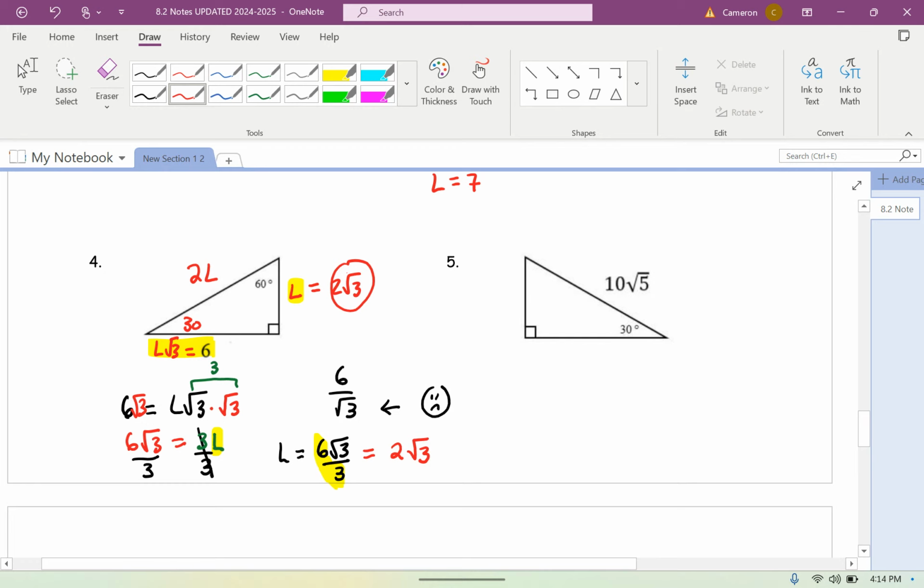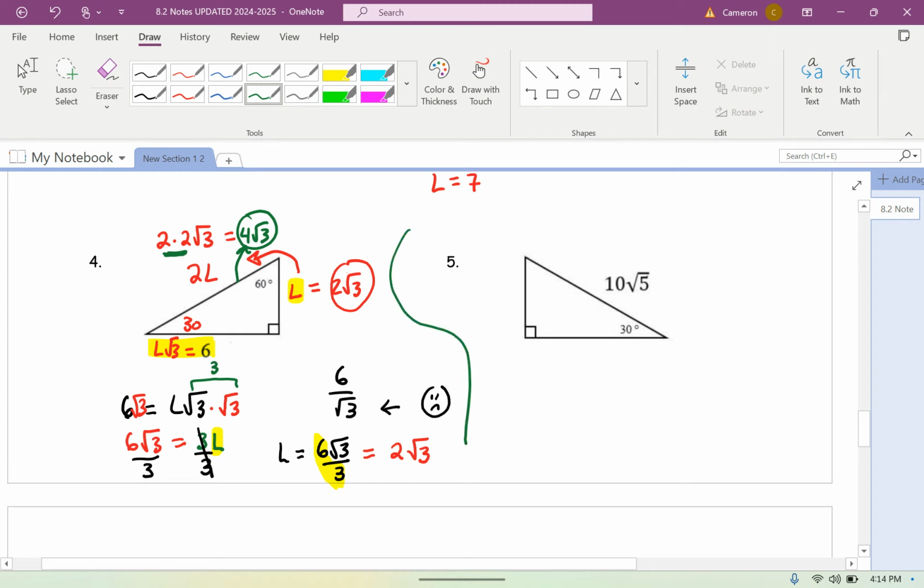And if I double that to get to my hypotenuse, I need to multiply that by 2. 2 times 2 rad 3. All I need to do is multiply 2 times 2 in front. 2 times 2 would be 4. And so this hypotenuse would be 4 rad 3. Okay, we're not doubling the number under the radical, we're only doubling the number out front.